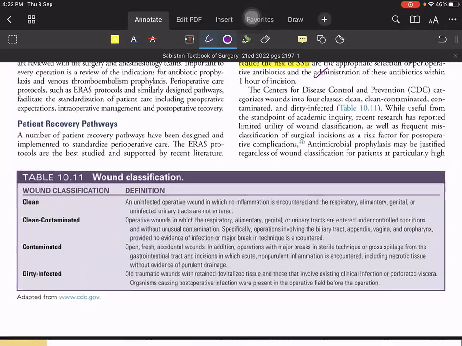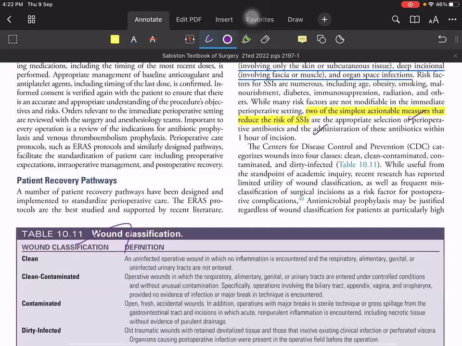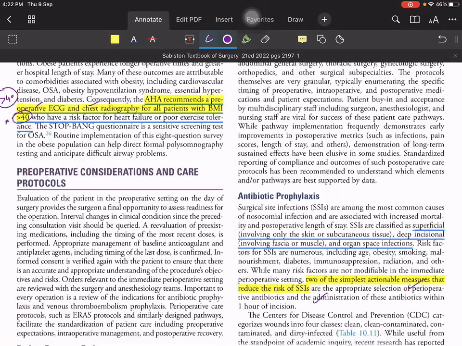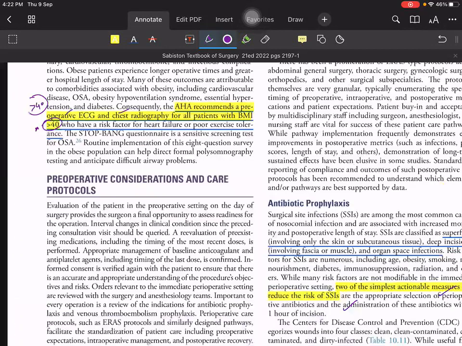Everyone knows the classification and all. The ERAS classification they are telling here, the ERAS protocol only. They have not explained it very well here. Okay, I will tell in another slide.